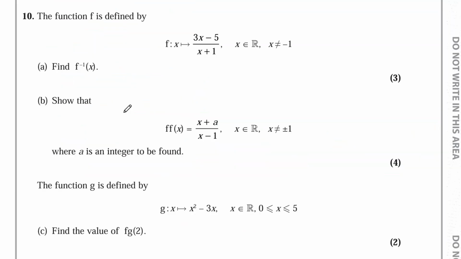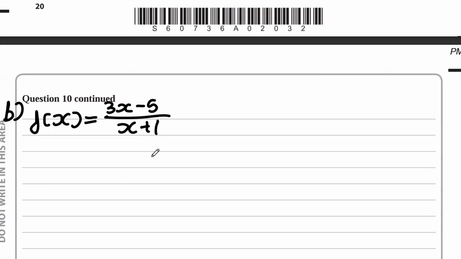Okay, and then for part B, we need to show that f squared of x is equal to x plus a over x minus 1, where a is an integer to be found for 4 marks. Okay, so this is a composite function question. So remember, in order to find f squared of x, so we know that f of x is equal to 3x minus 5 over x plus 1. In order to find f squared of x, what we essentially need to do is sub f of x into f of x.